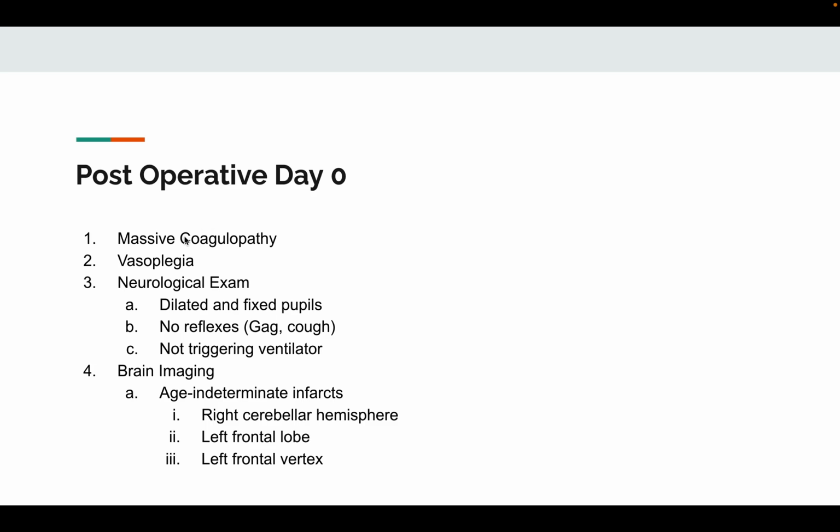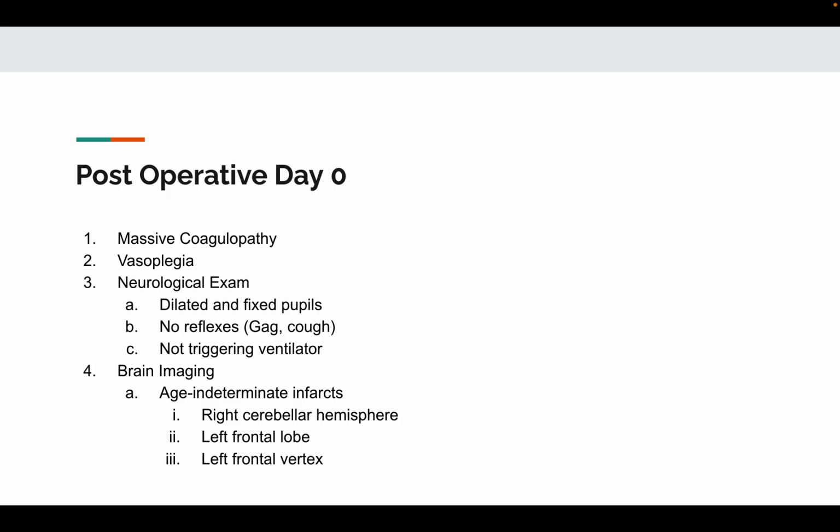Post-operative day 0, patient was dropped off at about 5 a.m. He had ongoing coagulopathy. I want to say that there was 3 to 4 dozen blood products given in addition to what we gave within the first 12 hours.